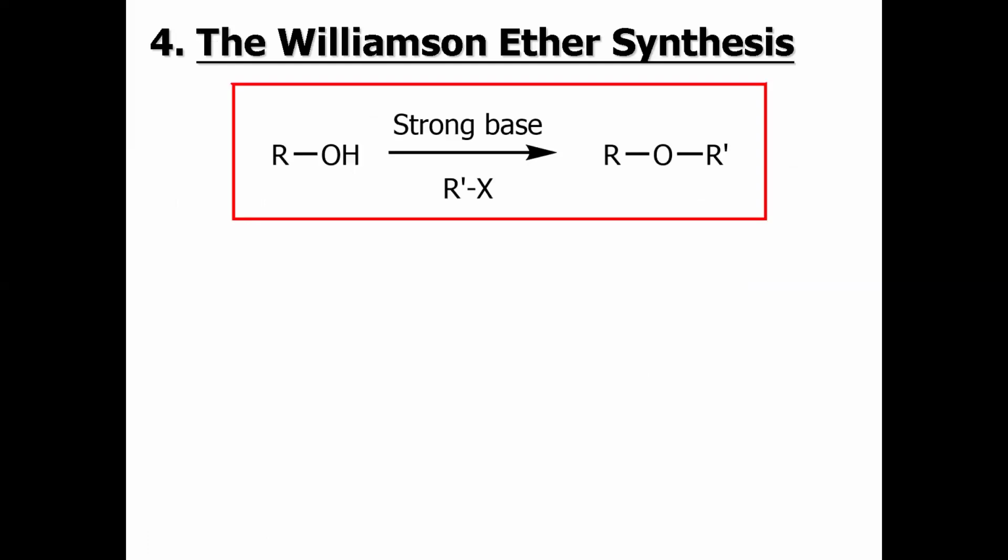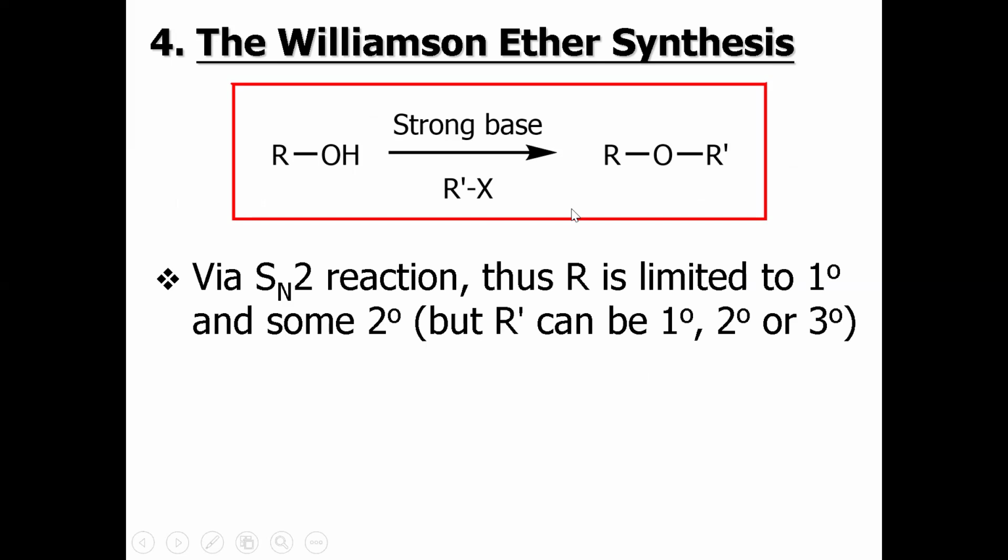The next reaction is the conversion of alcohol into ether. When the alcohol is treated with a strong base and later treated with an alkyl halide, we can get the ether. This reaction also proceeds via the SN2 reaction. Here R is limited to primary and sometimes rarely secondary alcohols, but R prime from the alkyl halide could be primary, secondary or tertiary.